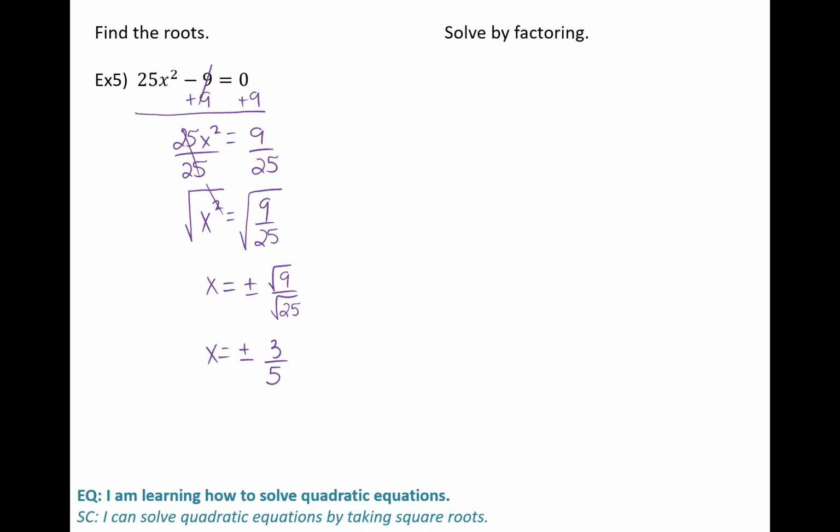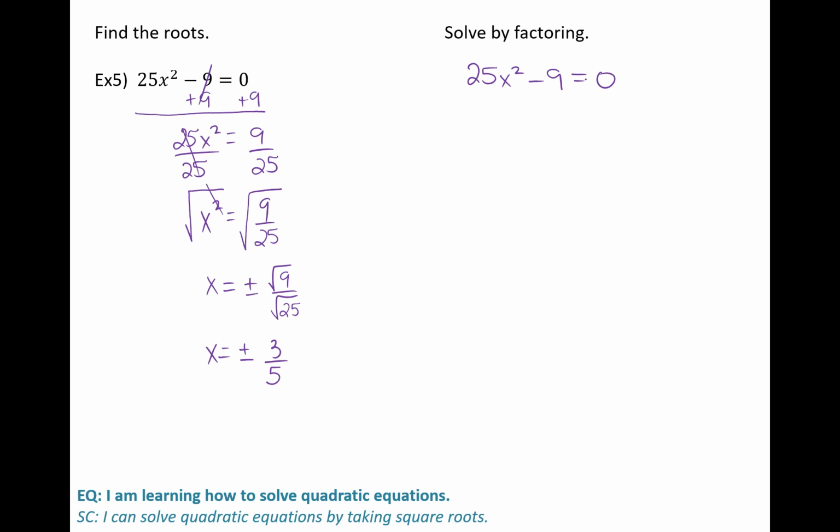All right, so this one I wanted to show us because that's where I'm being asked to find the root. So we did solve by taking the square root. But this particular problem we could have solved by factoring. So I want us to see that. So we're going to go ahead and solve this one by factoring.